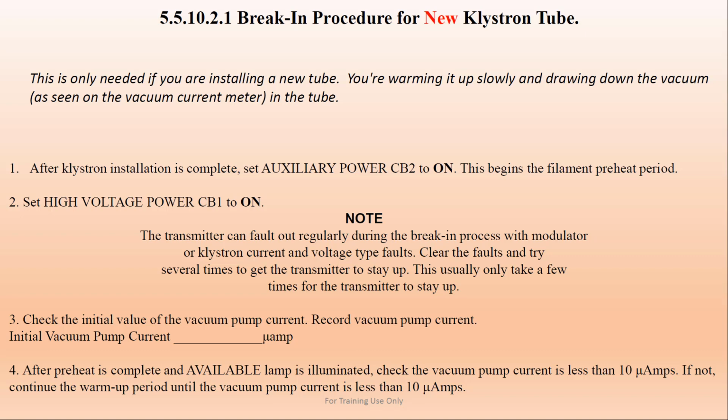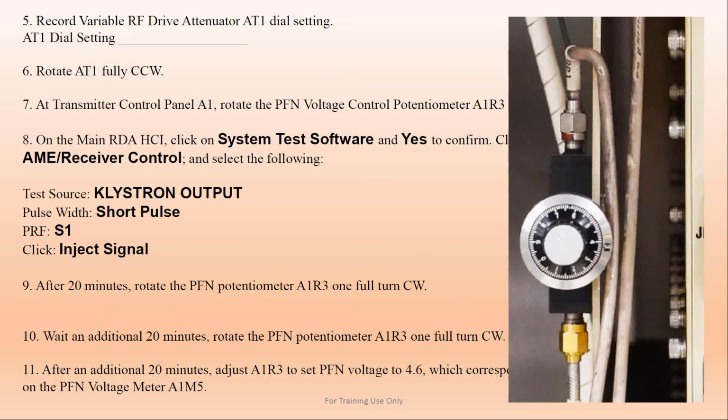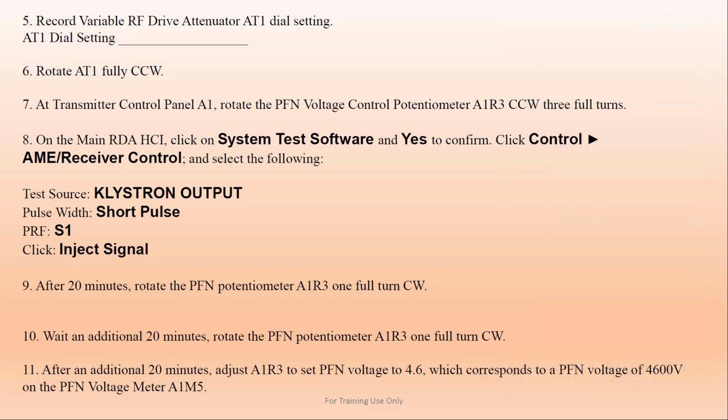About 12 minutes after the auxiliary breaker was turned on, the preheat lamp should go out. If all is well, the available lamp will come on. We need to check our vacuum pump current and make sure it is under 10 microamps. If it's not, we're going to wait a little bit longer until we get under 10 microamps before we proceed. The next thing we want to do is record our RF drive attenuator dial setting. The reason we're going to record this is we're going to turn our RF energy into the tube down to minimum. And we're going to run this tube with minimum input to get minimum output out of the tube.